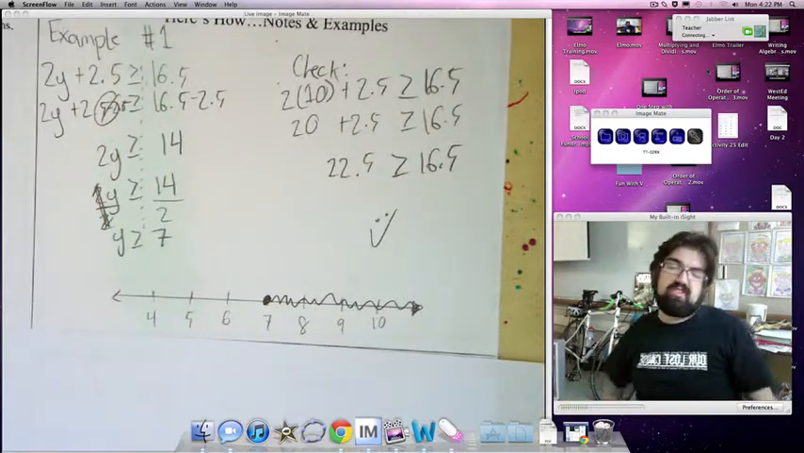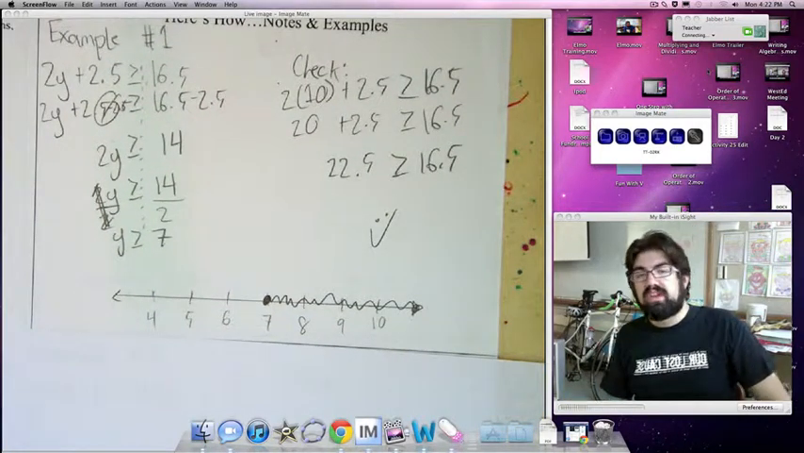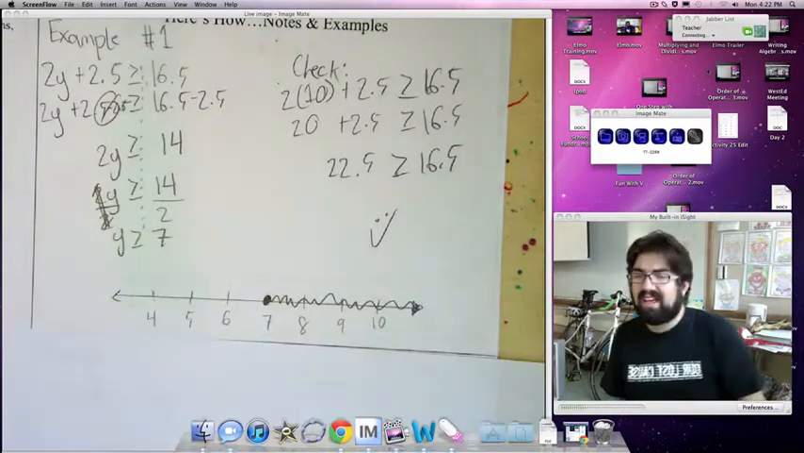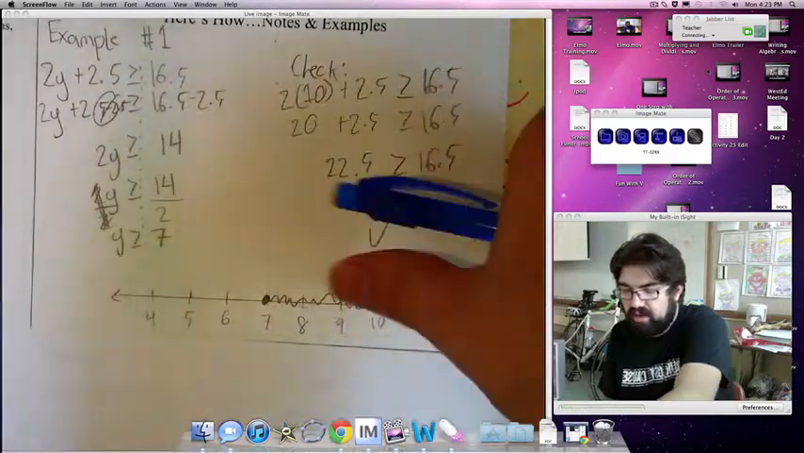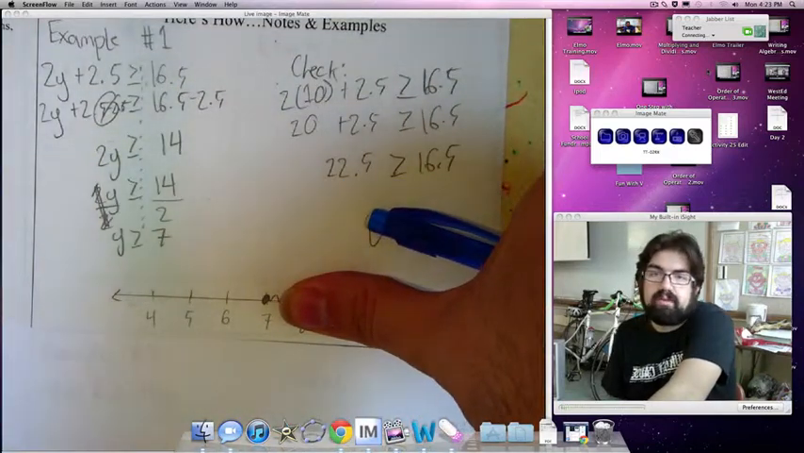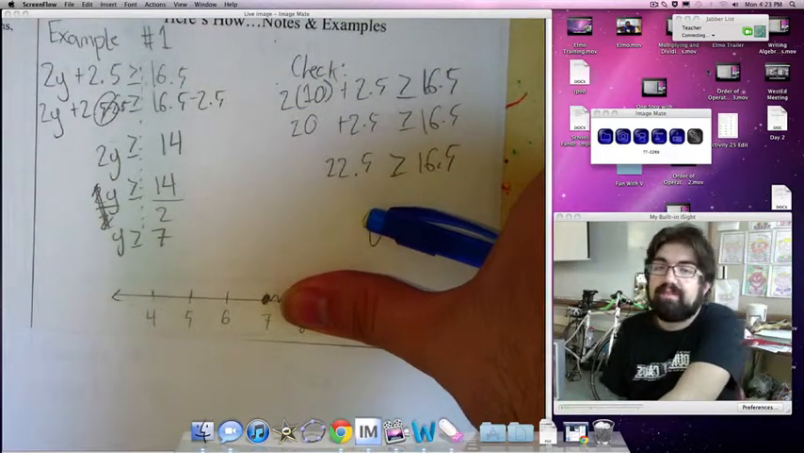And that's it. Two-step inequalities, it's the same as if it was an equation. The only thing different that we're doing is we're graphing the answer. If I put equal to 16.5, then the dot would be the only part of the graph. We could still graph it. It'd be a dot. And that's that.